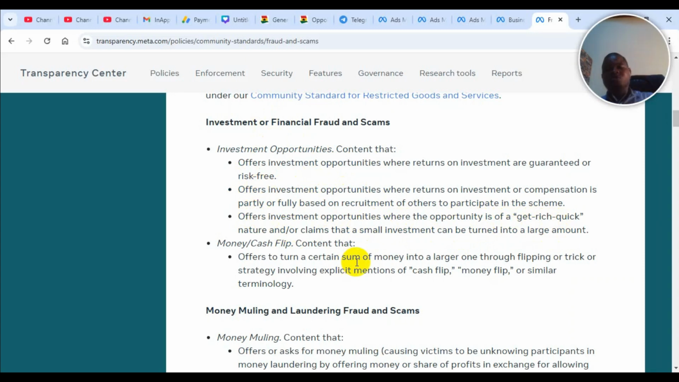You see, that is exactly what they are saying. And then you can't run money cash flip offers that turn a certain sum of money into a larger one. Yeah, so all these are against Facebook policies.